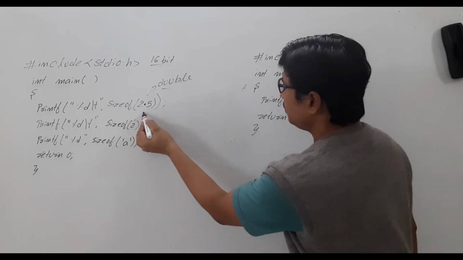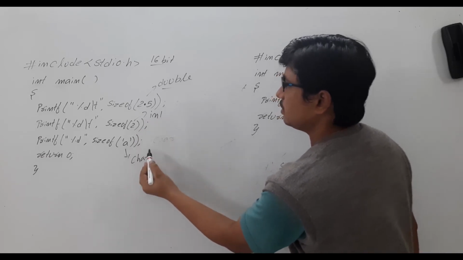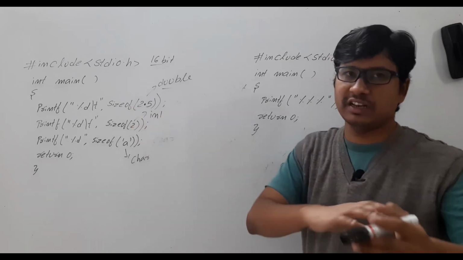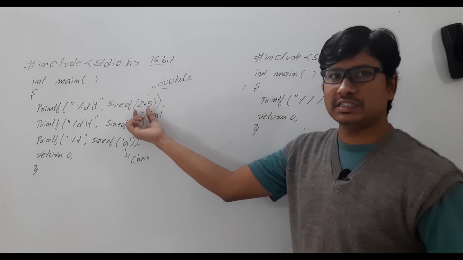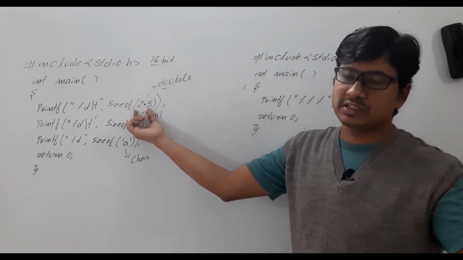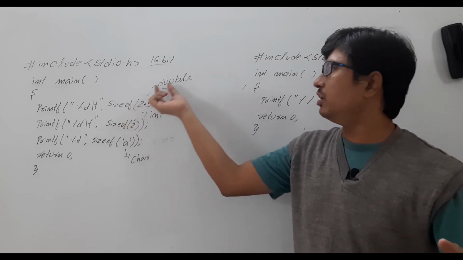Okay, 2 it will consider as an int, a it will consider as a char. Only mistake you have done in the prediction is that 2.5 is in the range of float, so it will be considered as a float. But if you do not declare the variable and its data type, and you simply write 2.5, it will consider it as a double by default.